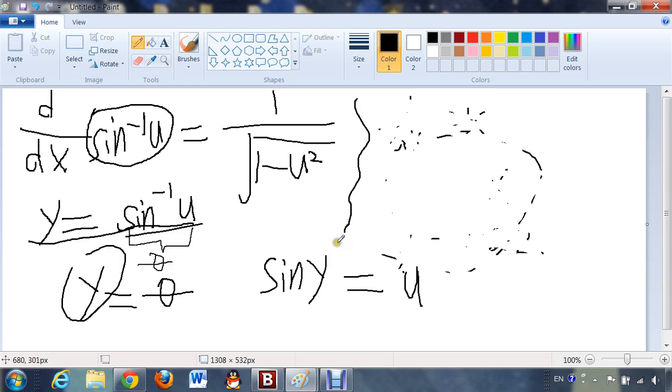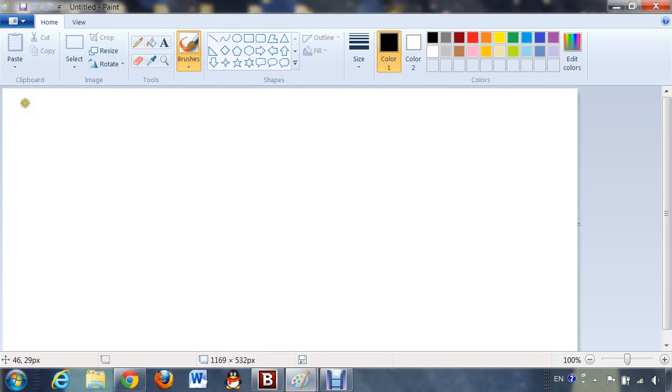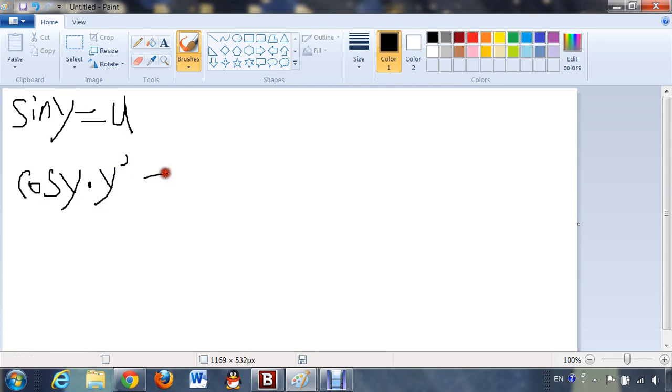So now we have to take the derivative of both sides. This is similar to implicit differentiation. So let's do it on the next page. If we have sine y equals u, and we take the derivative of both sides, this will become cosine y times y prime, and the derivative of u, a single variable, is just 1. Remember the rule.